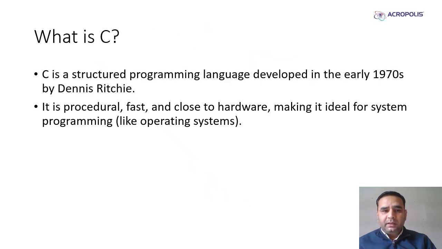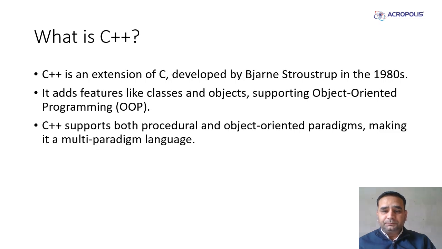So what is C? C is a structured programming language that was developed in the early 1970s by Dennis Ritchie. It is a procedural language that is fast and close to hardware, making it ideal for system programming like operating systems. So most of the operating systems are developed in C only.